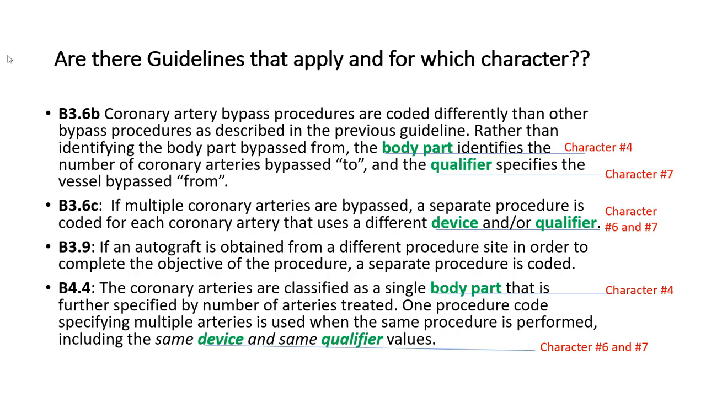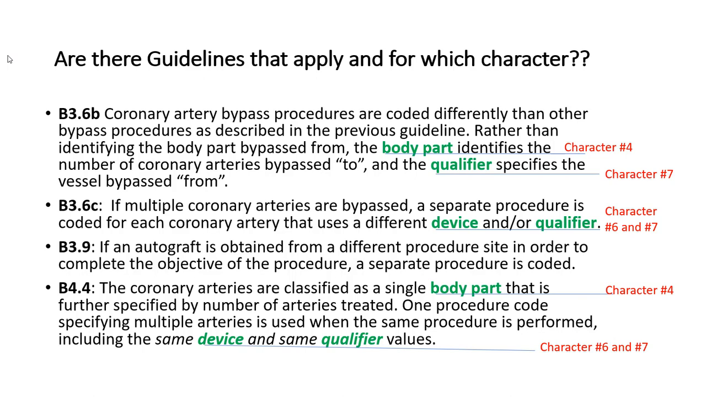The last one, guideline B4.4, says coronary arteries are classified as a single body part. Again, we're looking at character number 4. One code specifying multiple arteries is used when the same procedure is performed with the same device and the same qualifier. So really it's your device and your qualifier that's determining how many codes you're going to be using for a given procedure.